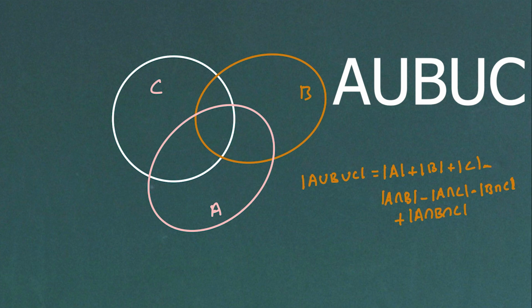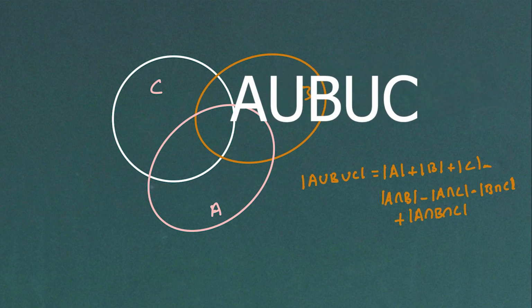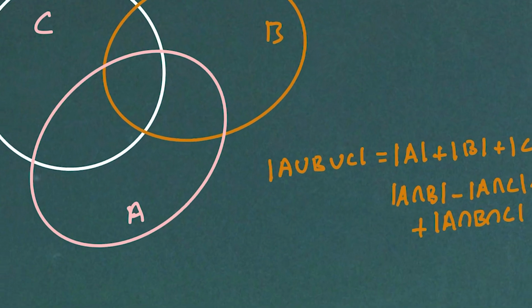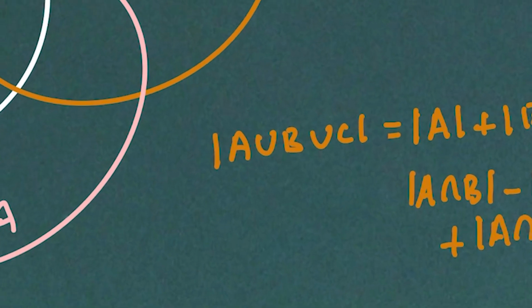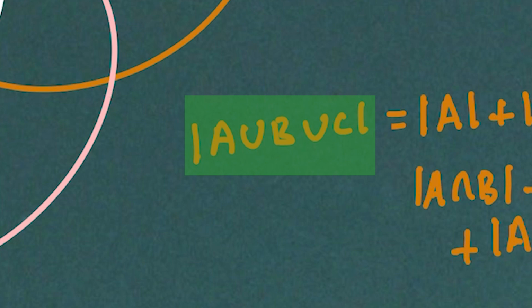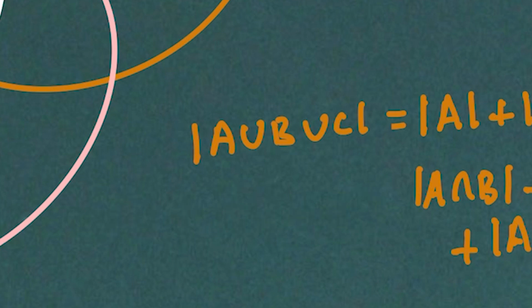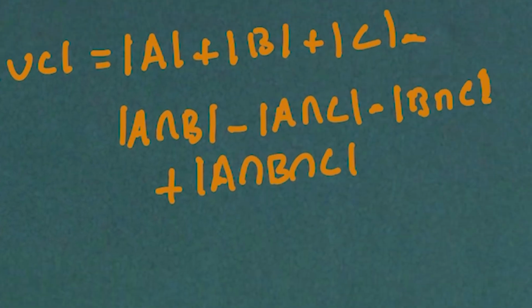Well, the part that says A union B union C is all the elements of A, B, and C. The cardinality of this, which is represented by those two straight lines, is just the size or the number of elements in A, B, and C. So then this formula makes sense. The number of elements in A, B, and C is just the number of elements in A plus the elements in B plus the number of elements in C. However, that's just half the formula.